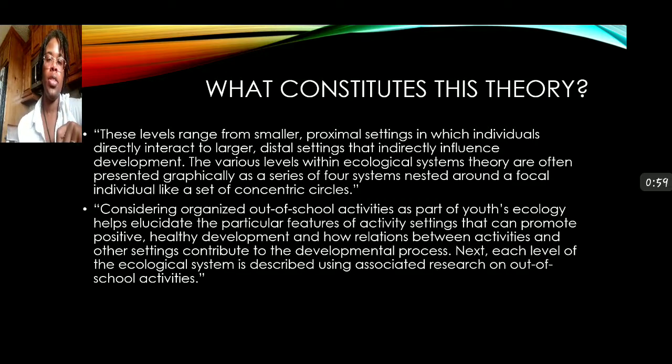What constitutes this theory? These levels range from smaller proximal settings in which individuals directly interact to larger distal settings that indirectly influence development. The various levels within ecological systems theory are often presented graphically as a series of four systems nested around a focal individual like a set of concentric circles.